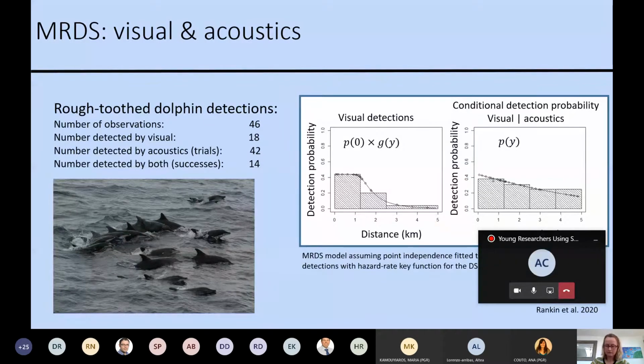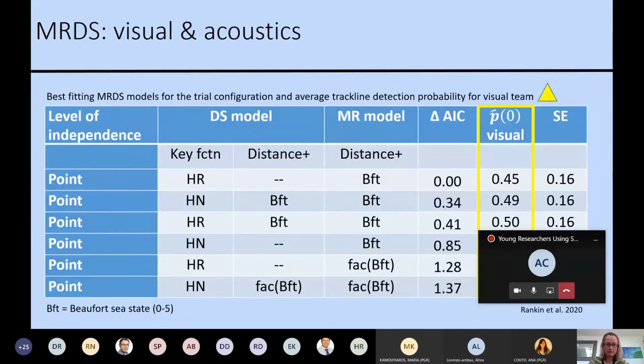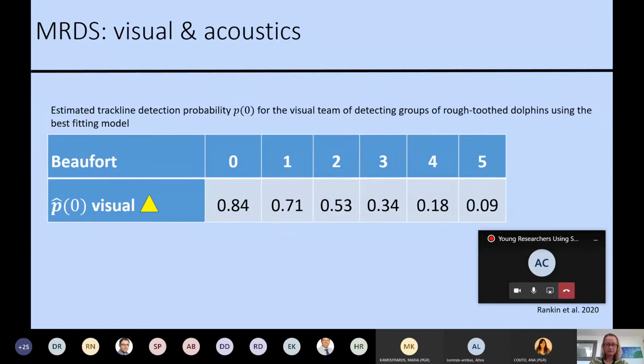And on the right, these plots, you see the Mark-recapture distance sampling model without any covariates fitted to these data. We fitted also more complex models and conducted model selection. So you can see here the best fitting model had Beaufort in the Mark-recapture model. So this means that the detection probability on the track line actually decreased as a function of Beaufort, confirming J. Barlow's results. And these are our estimates. They're not exactly like J. Barlow's for this particular species, but they confirm that he is on the right track.